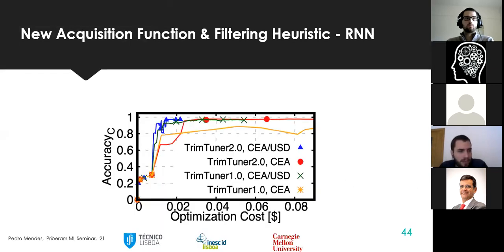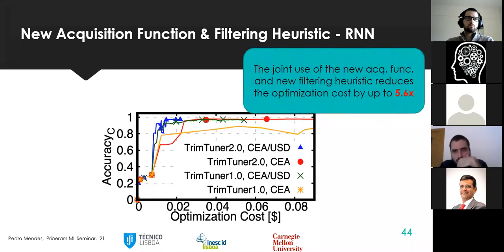We have some preliminary results. Here we can see, for example, that the joint use of the new acquisition function and new filtering heuristic, so the blue line, can reduce the optimization cost by up to 5.6 times. And we see that it can reduce this cost and still recommend feasible configurations with high accuracy.